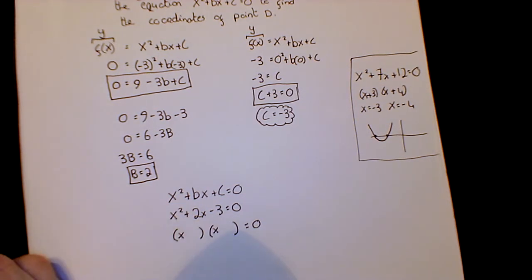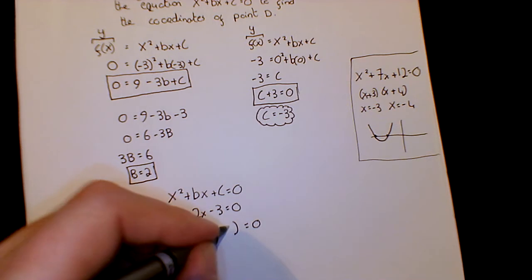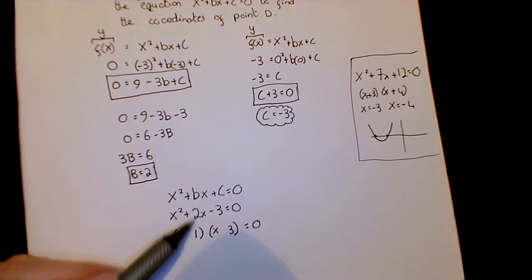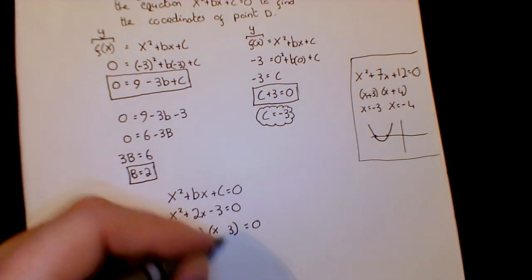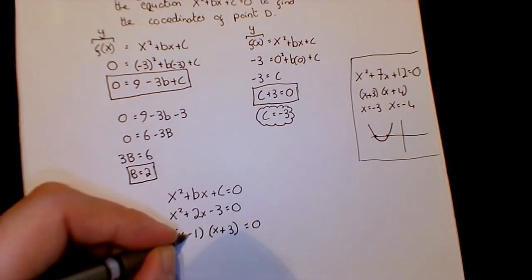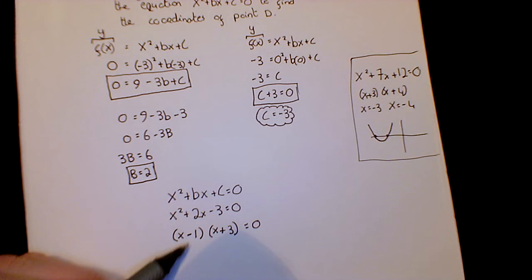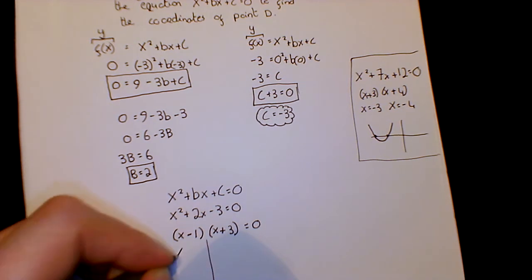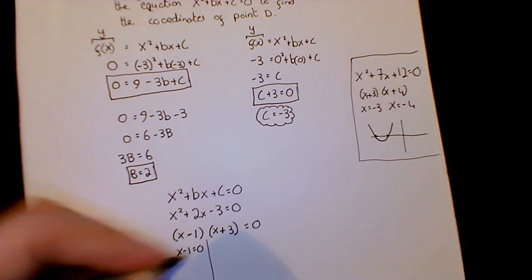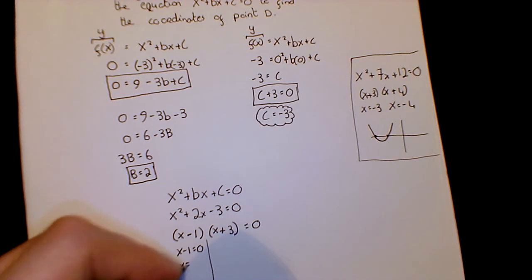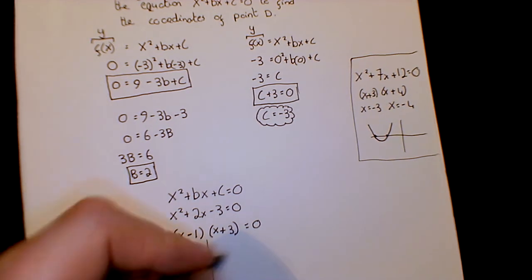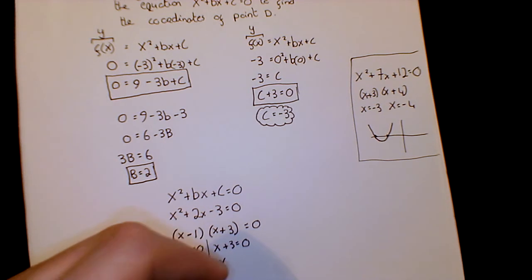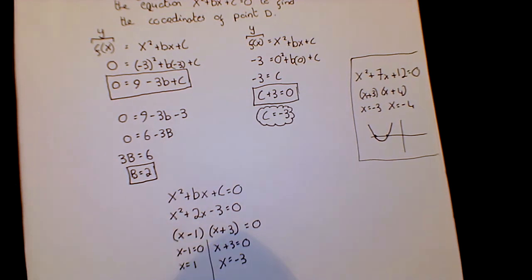Now, numbers that multiply together to give us 3 would be 3 and 1. Now, they must add or subtract to give us a plus 2. So I'm going to make this one the plus 3 and that one the minus 1, because 3 minus 1 is plus 2. And then I'll let both brackets equal 0, and so therefore x equals 1, and over here this equals 0, so x equals minus 3.